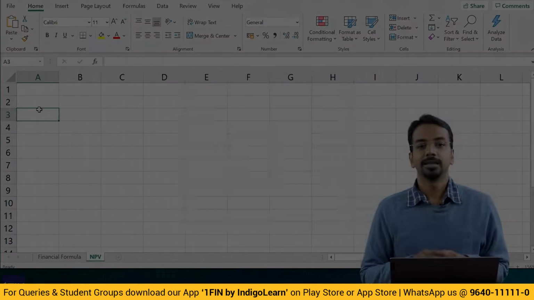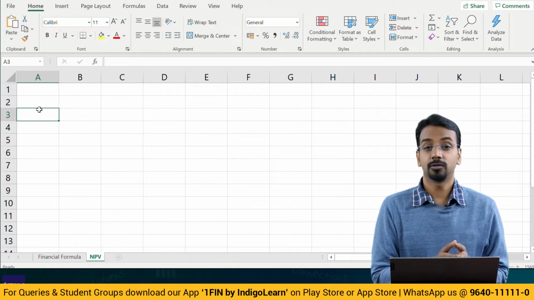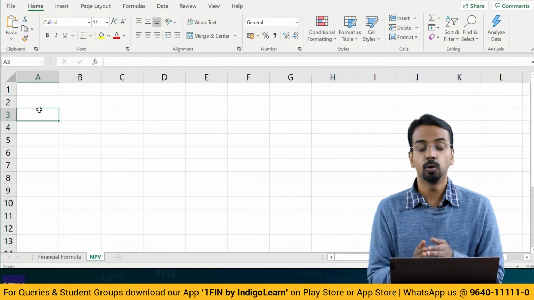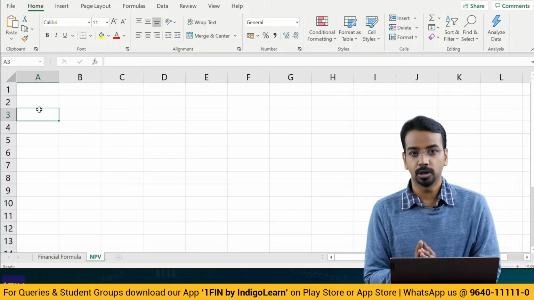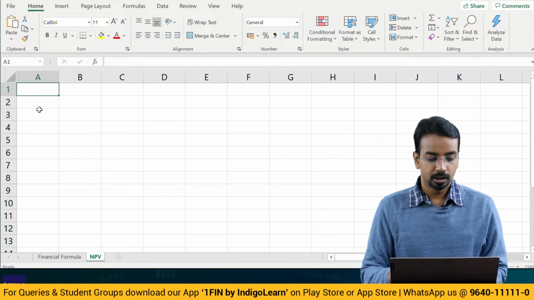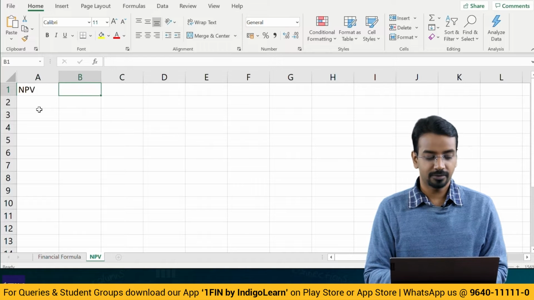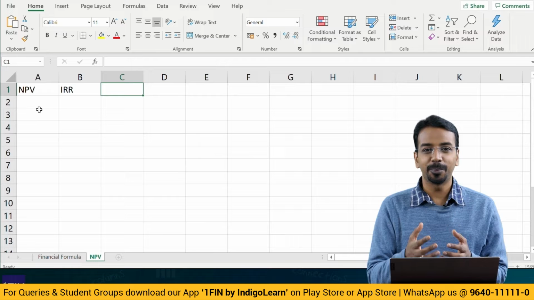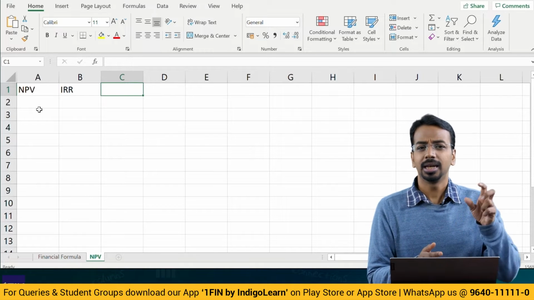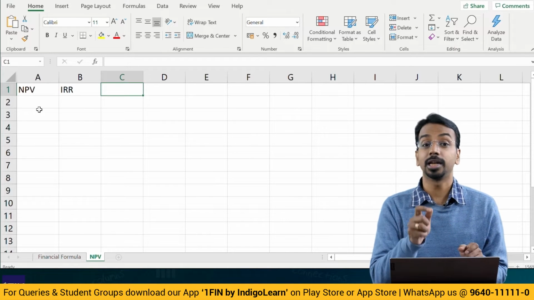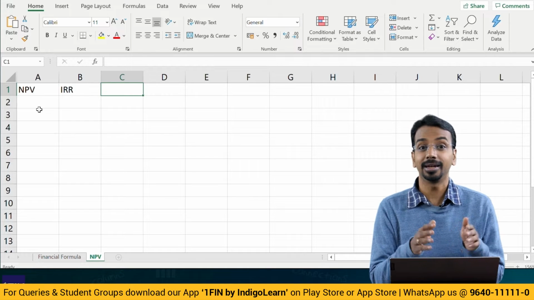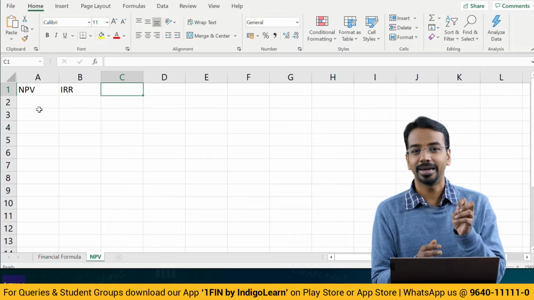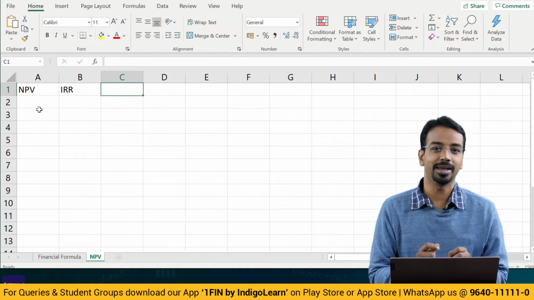Now we'll understand the next set of financial formulas which you will be using a lot, which are the net present value and the internal rate of return formulas, which we normally call NPV for net present value and IRR for internal rate of return. Before we jump into understanding how these formulas work, let us take a very small example to understand what NPV means. I'll not go into great detail, but you need to understand how Excel derives the NPV and how Excel derives the IRR.